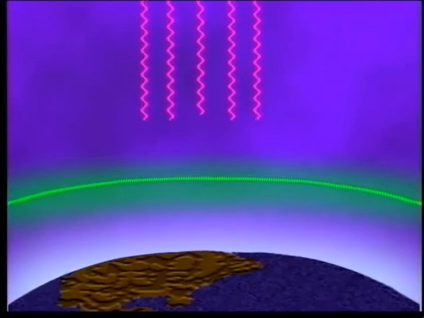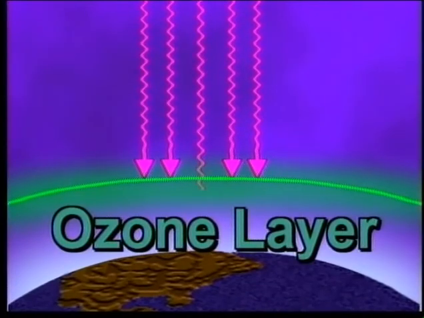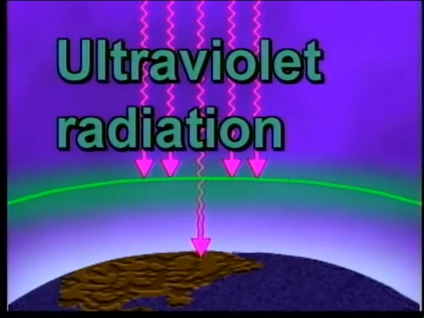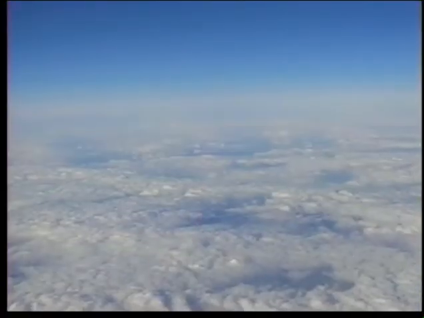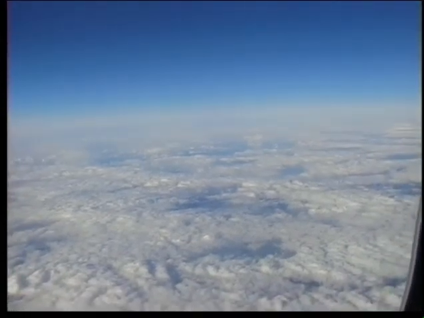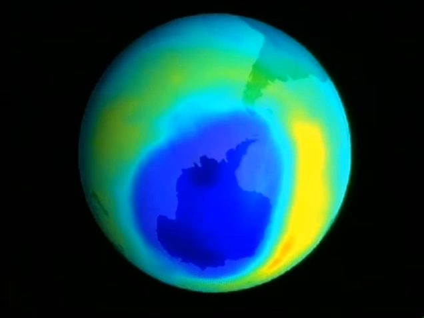Water droplets and dust particles in the atmosphere can absorb or scatter radiant energy from the sun. A thin layer of gas called the ozone layer plays a crucial role in absorbing a type of radiant energy called ultraviolet radiation. You've probably heard of the ozone layer because it's believed to be deteriorating due to pollutants in the atmosphere. The blue area in this image over Antarctica represents a large hole in the ozone layer. Ozone is very important in absorbing ultraviolet radiation.